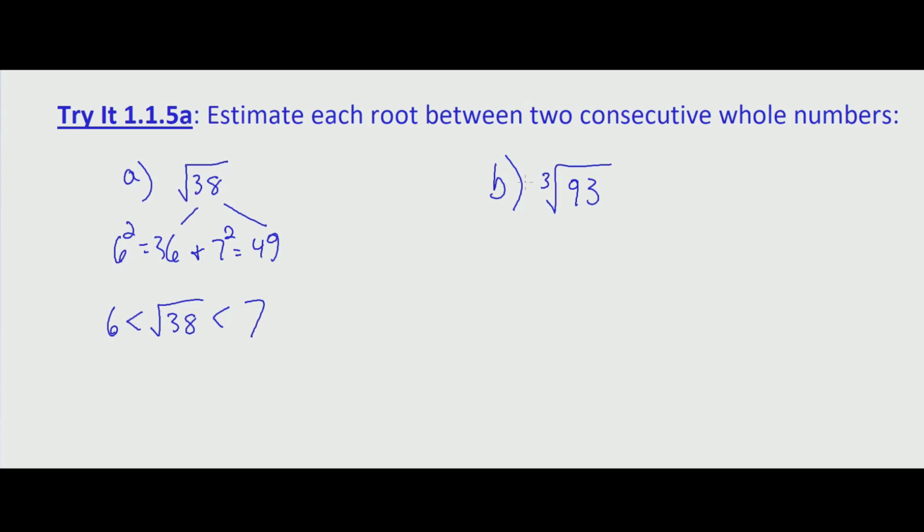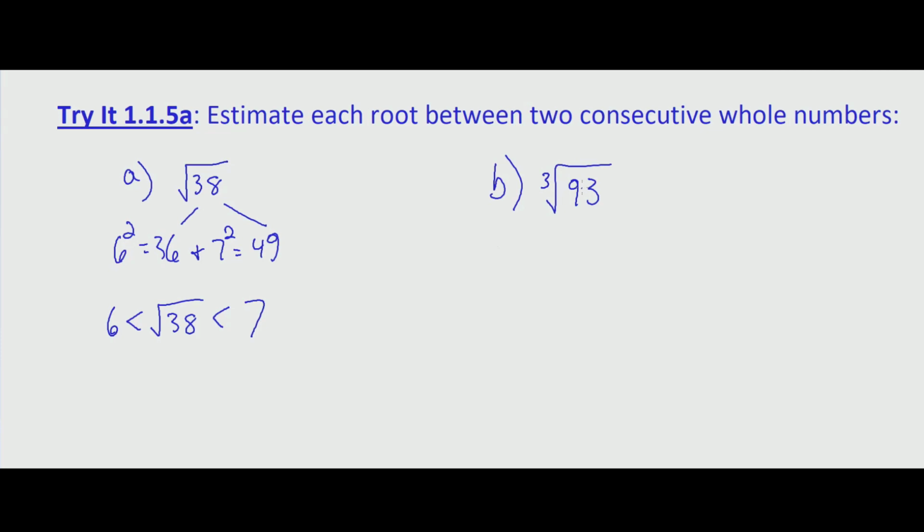With part B, we're looking at cube roots. We might not have these memorized to the point where we know where we are, comparative to where we are with square roots and perfect squares. Cube roots and perfect cubes we're probably not as familiar with at this point. So it might take a little bit of trial and error.